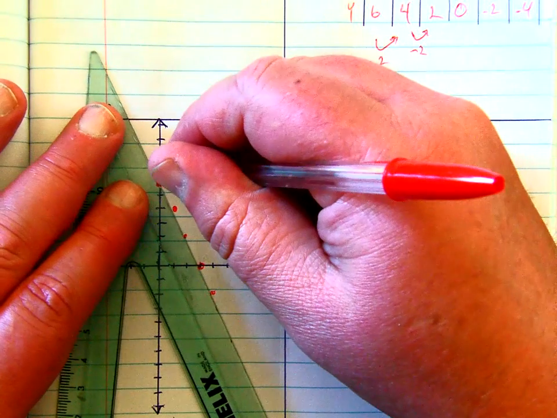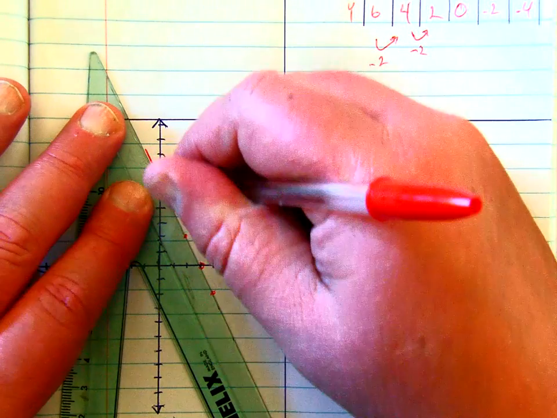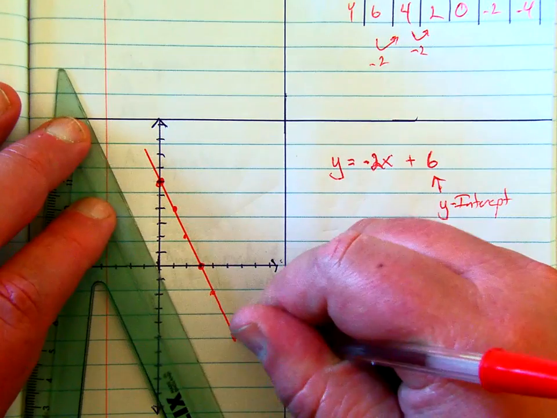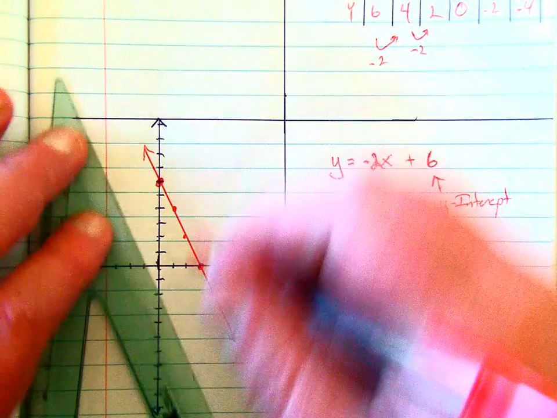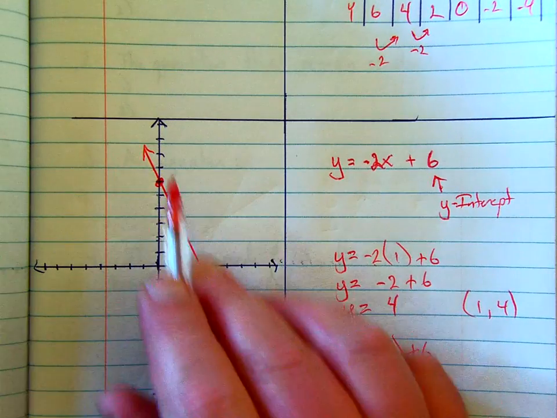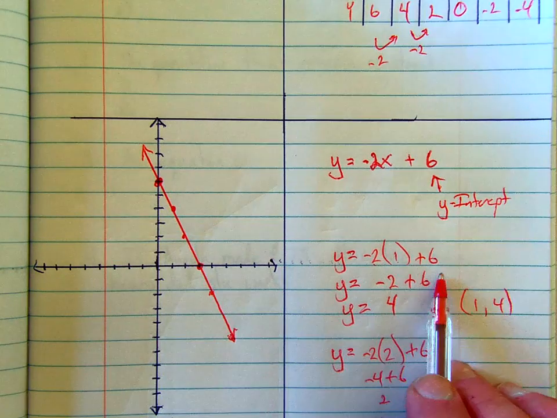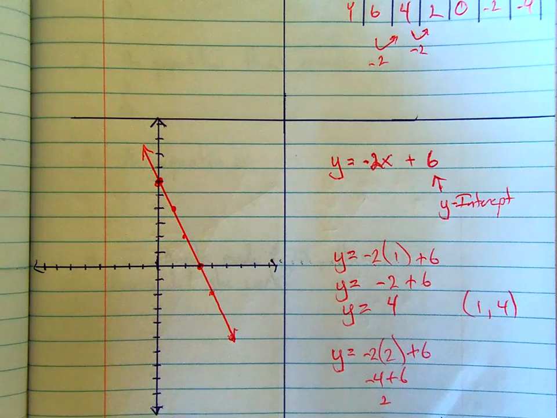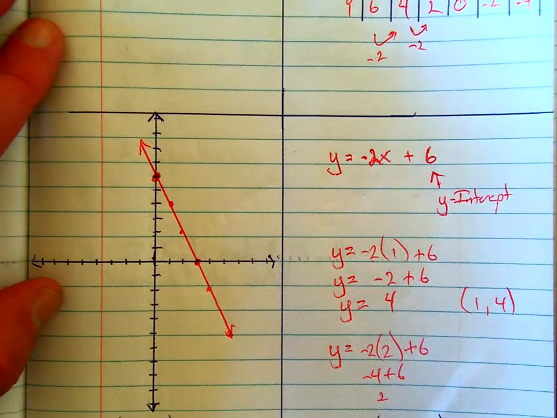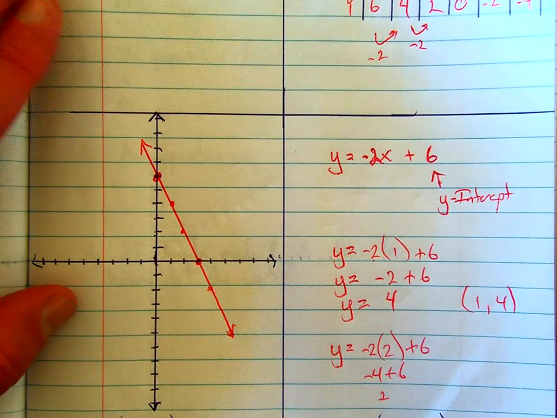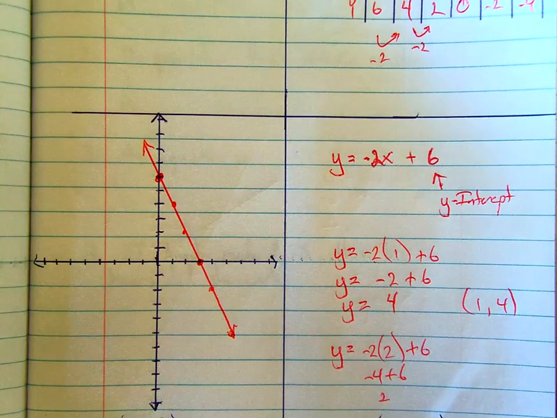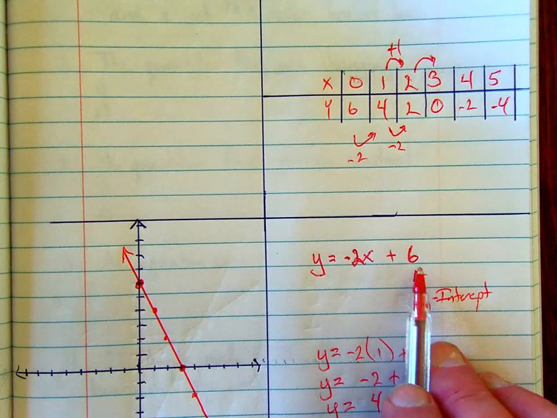If it's a straight line and it passed through the origin, that means it was proportional. This is not proportional because it's not passing through the origin, it's passing through positive 6. Now, probably the trickiest part, at least for me, is creating a word problem that goes with this. So something is starting with 6 and it's losing 2 per some unit.